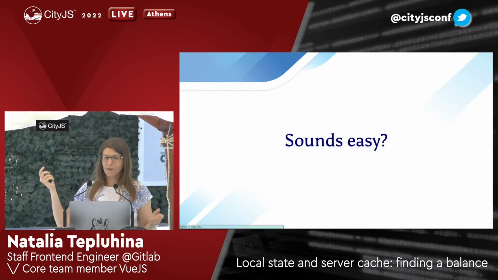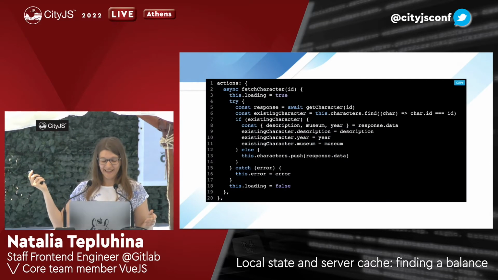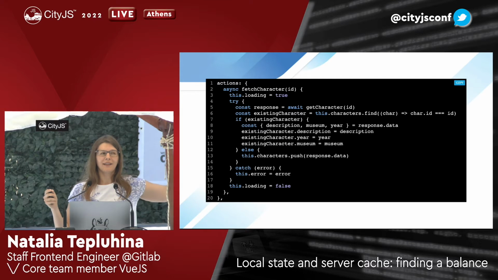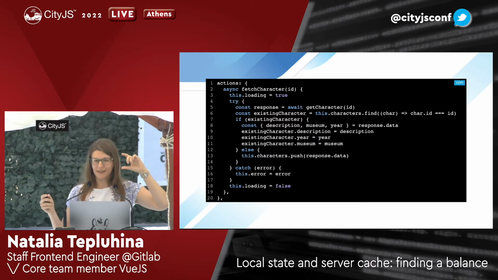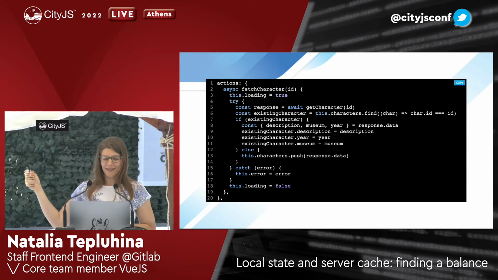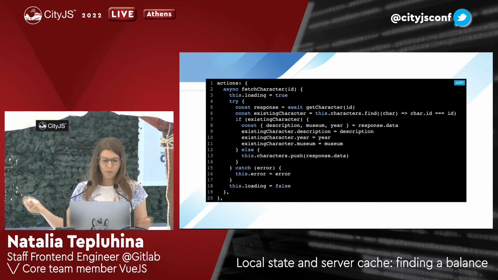So, sounds easy, right? No. First, when we are fetching the character, we are going to check that array of the characters is there. And if it's there, we find the character that already exists in the list, and we extend it. It's very clumsy, like extending with existing character description is description, but you get the point. Looks fine.